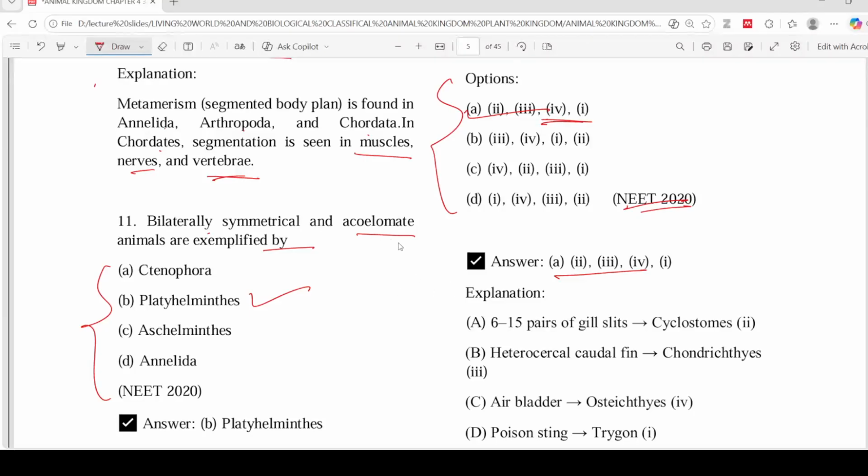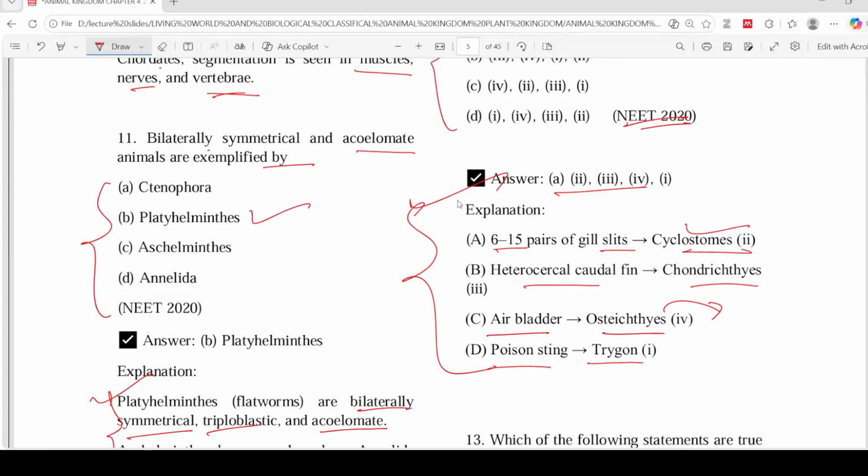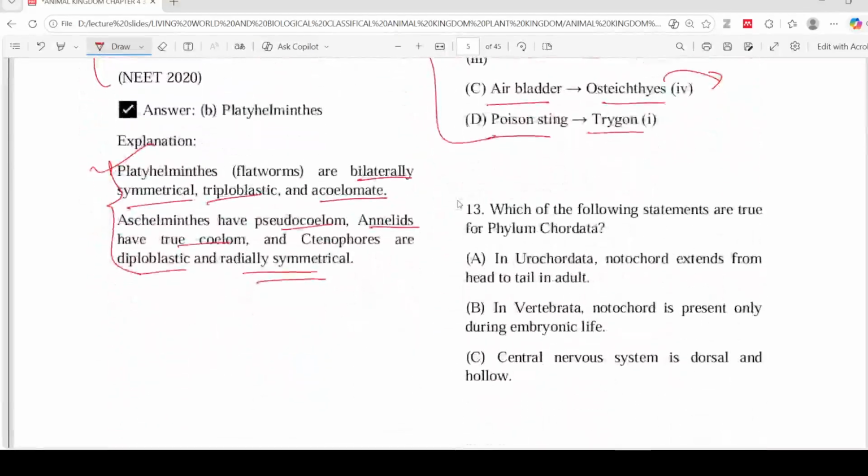So, the explanation for this question. 6 to 15 pairs of gill slits are present in cyclostomes. Heterocercal caudal fin is present in chondrichthyes, and air bladder is present in osteichthyes or bony fish, and poisonous sting is present in Trygon. This is the explanation, and it will be very helpful for your exam. So let's move to the next question.